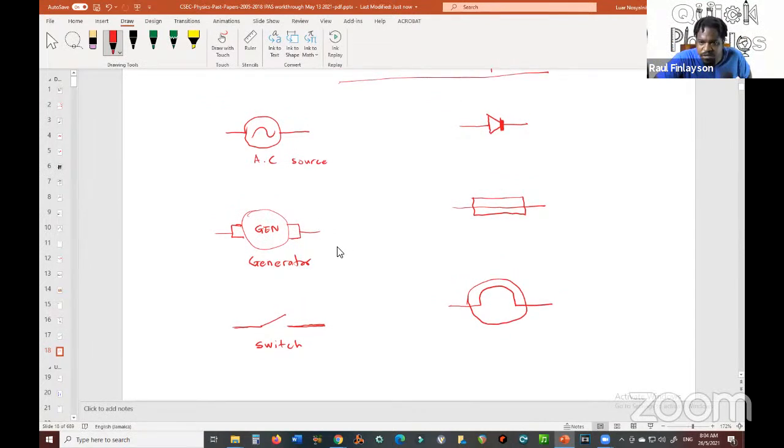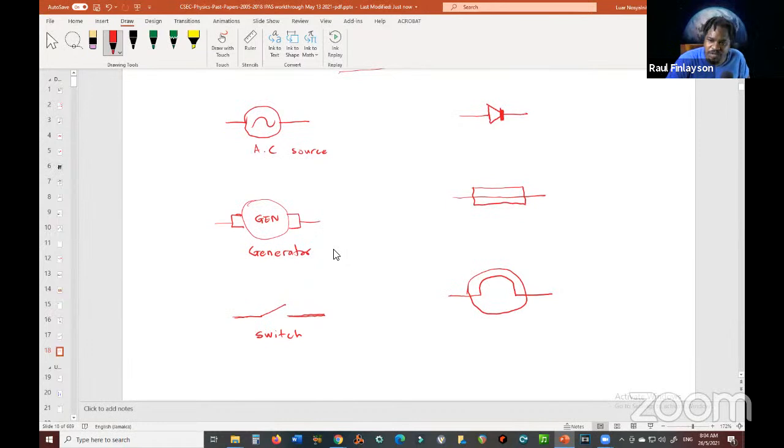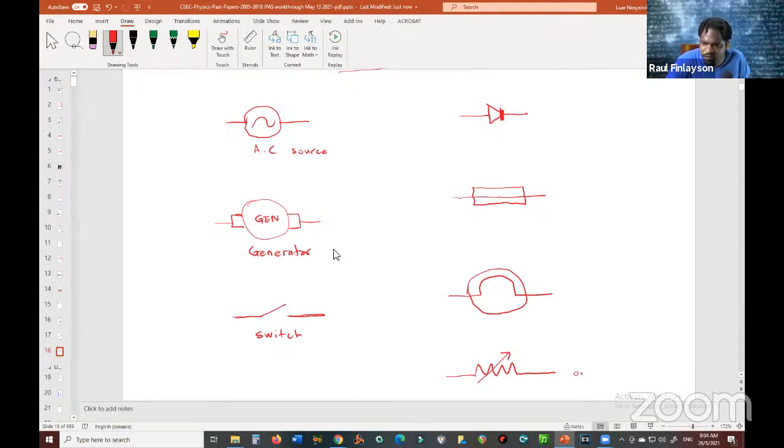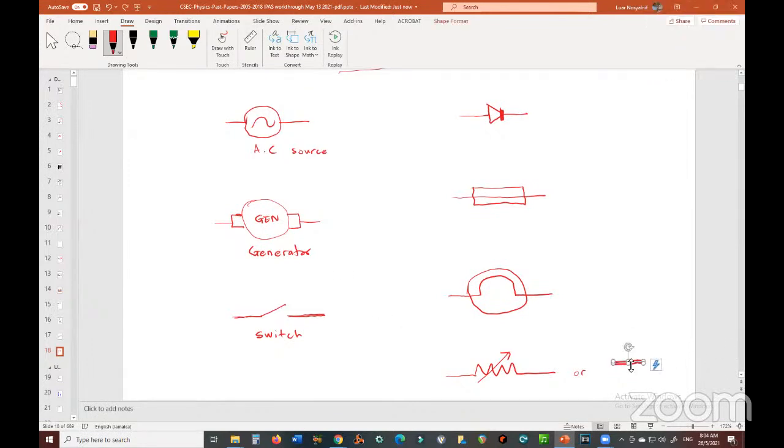All right. So these are components that they will most likely ask about. This one too, very common. In fact, there are two symbols for this. So it could be, all right, I'm trying to draw it because I can't load the picture here.